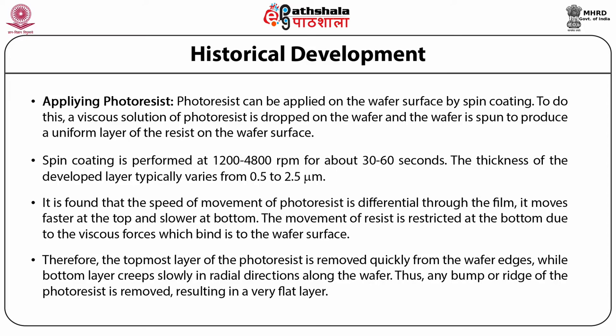Evaporation of the liquid solvent from the photoresist solution coated over the wafer surface also affects the resulting thickness of the produced films. After application of photoresist, the wafer is heated to around 90 to 100 degrees Celsius to remove excess resist solvent. This is usually termed pre-baking the wafer.